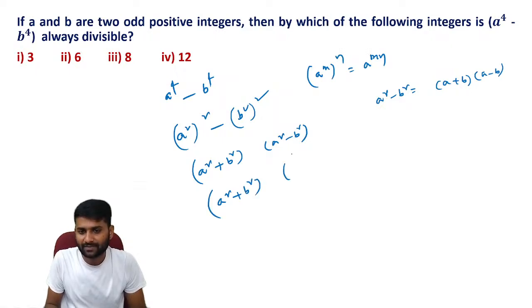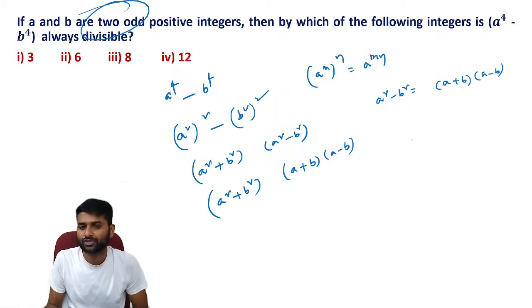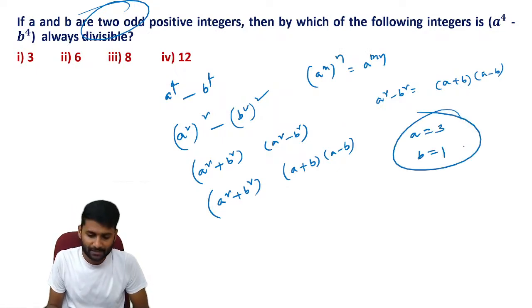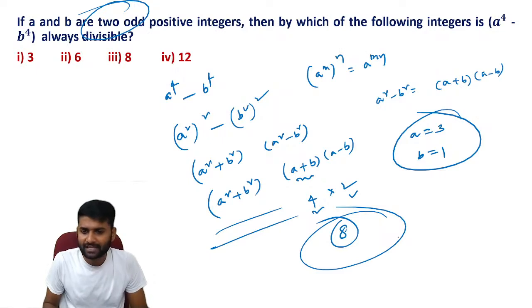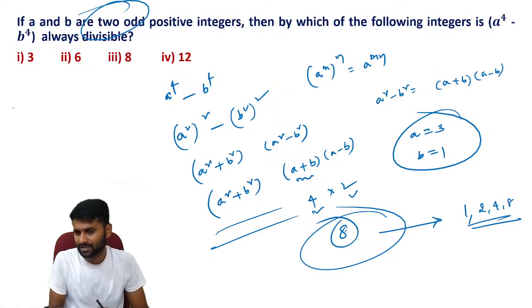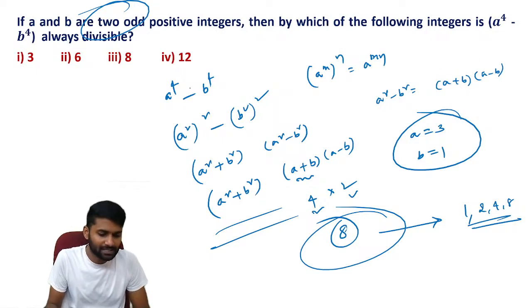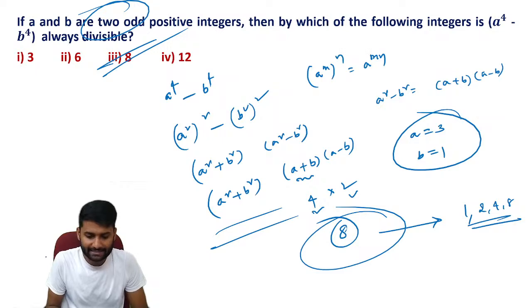A square minus B square can be written as (A plus B) into (A minus B). And they clearly mention that A and B are two positive integers. Let's take A equal to 3 and B equal to 1. Substituting here, 3 plus 1 is 4, and 3 minus 1 is 2. So 4 into 2 is 8. Whatever the number, it is always divisible by 8. The factors of 8 are 1, 2, 4 and 8. So definitely A power 4 minus B power 4 is always divisible by 8.